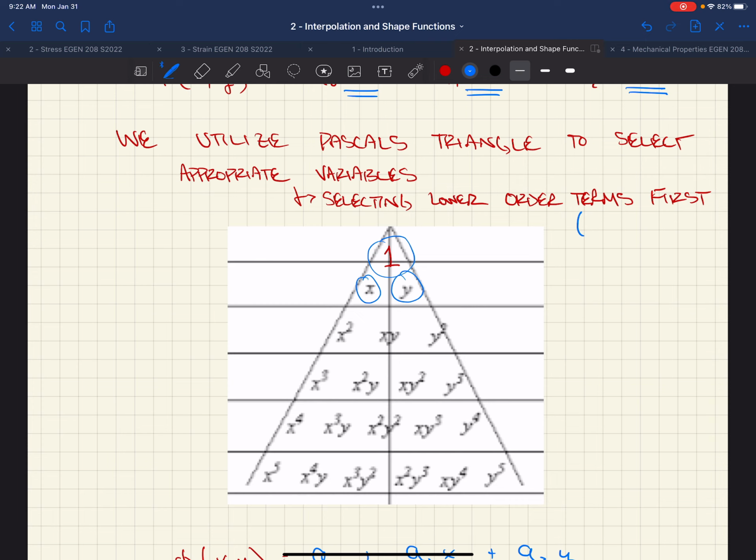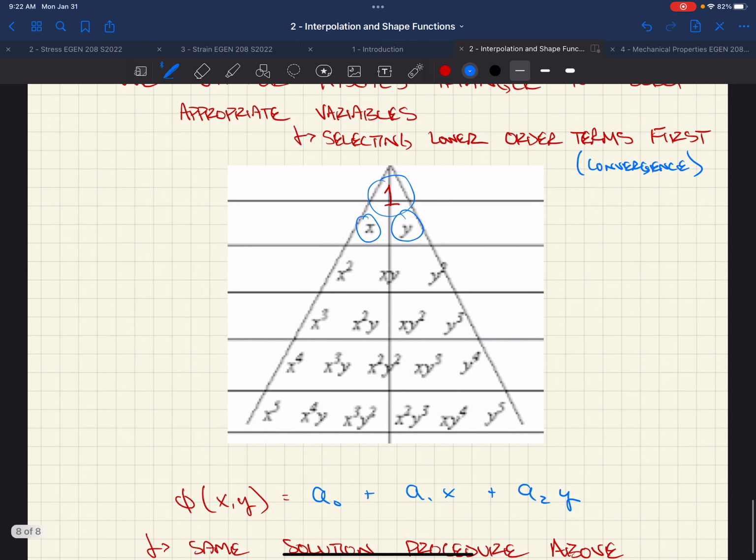Why do we select the lower order terms? Well, it has to do with convergence. Linear terms or lower order terms have more significance in our interpolation function than say Aaron's X to the fourth. So you can imagine if you wanted something that had a much higher order of magnitude, you'd have to have a lot more generalized degrees of freedom, which means we need a lot more degrees of freedom in order to do that. Okay.